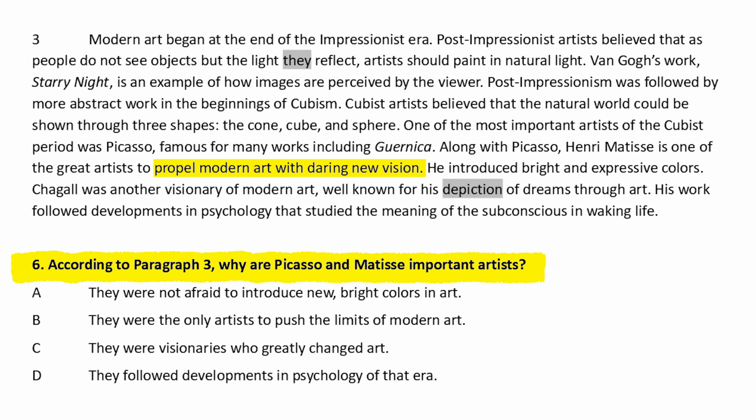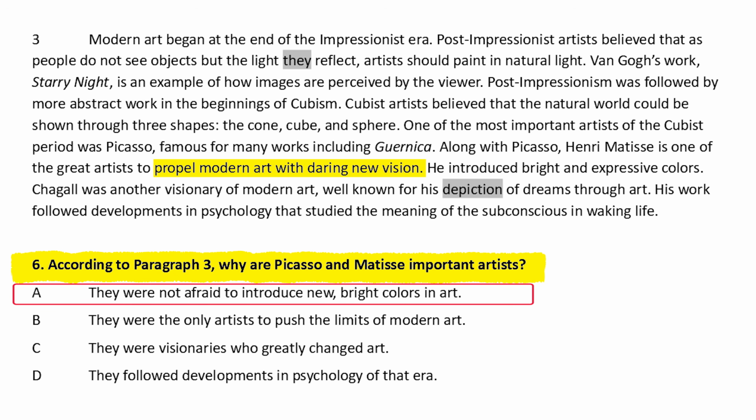So let's break down the options. A says they were not afraid to introduce new bright colors in art. This is partially true, especially for Matisse, who is mentioned as someone who introduced bright and expressive colors. But this detail is not the main reason why Picasso and Matisse are considered important in the paragraph. The focus is on how they pushed modern art forward with new ideas, not just color. So A is not the best answer.